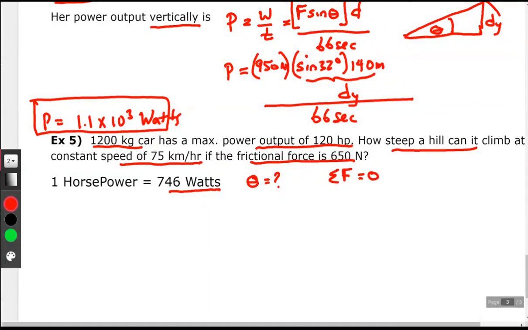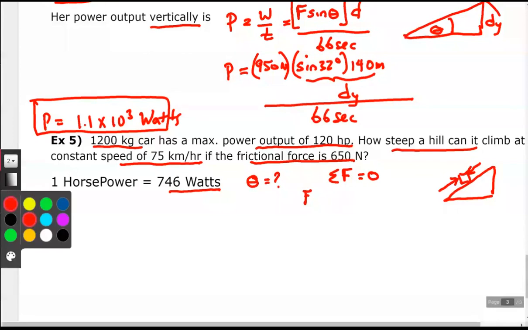So let's make a little picture. This is the car, and the car is going to have to apply some work this way. Friction acts this way. Now there's another force going down called mg sine theta. So if the net force is going to be zero, the force of the car has to, so the ups equal the downs. If we're going to go at constant speed, the ups have to equal the downs.